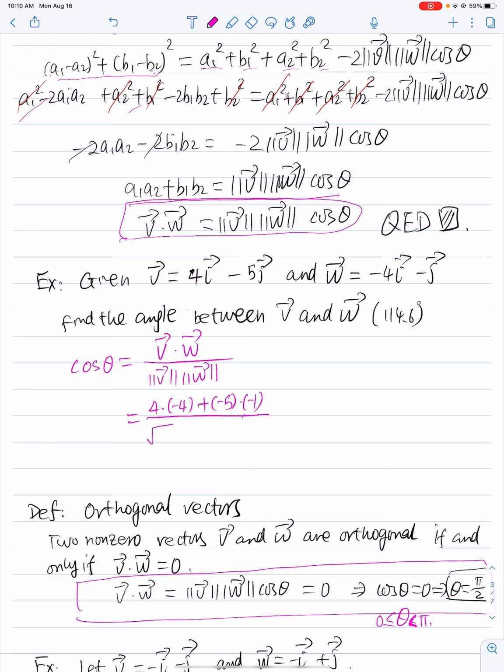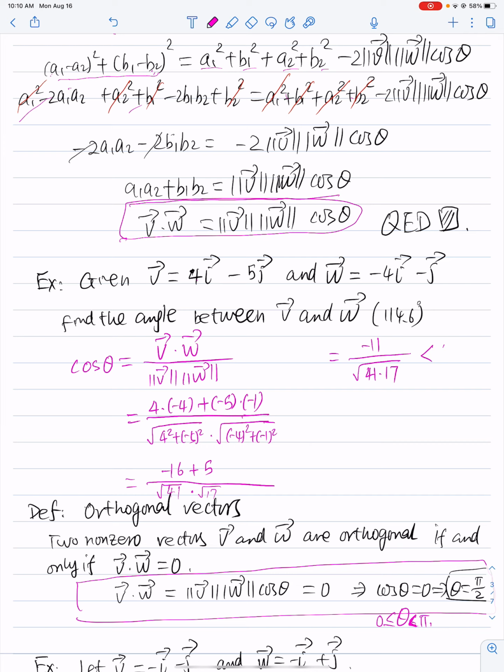So it will be the square root of 4 squared plus negative 5 squared, times what? Square root of negative 4 squared plus what? Negative 1 squared. Okay, so what do we have here? Negative 16 plus 5. What do you have here? Square root of 16 plus 25 is 41. Square root of 17. Yeah, so we have negative 11 over square root of 41 times 17.